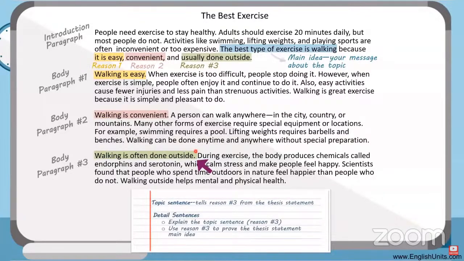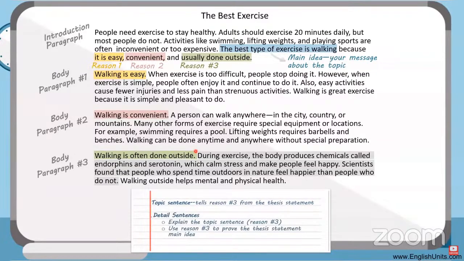And they use reason number 3 to prove that the thesis statement main idea is true, that the best type of exercise is walking rather than other types of exercises. During exercise, the body produces chemicals called endorphins and serotonin, which calm stress and make people feel happy. Scientists found that people who spend time outdoors in nature feel happier than people who do not.